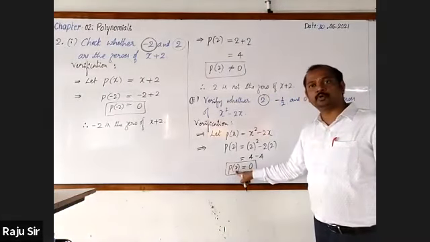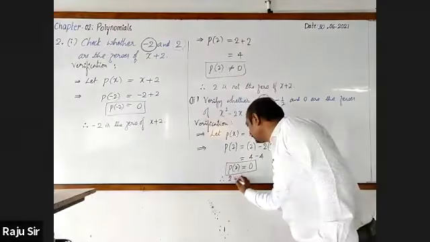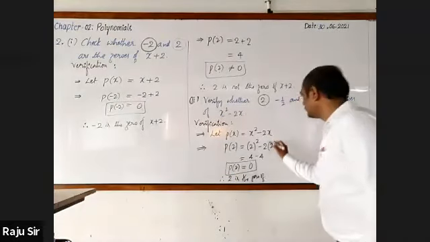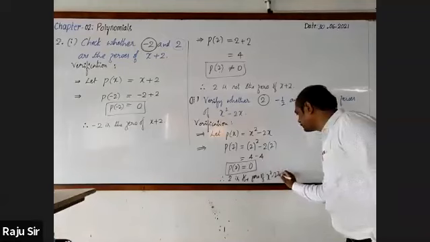Then what do you say about 2? Is the zero. Therefore, 2 is the zero of x square minus 2x.